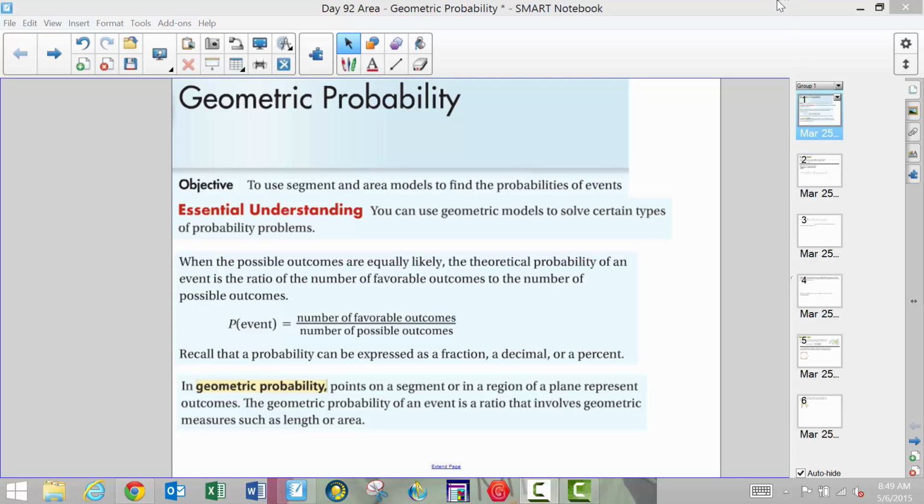This video lesson is on geometric probability. Objective: to use segment and area models to find the probabilities of events. After this lesson, you should be able to use geometric models to solve certain types of probability problems.